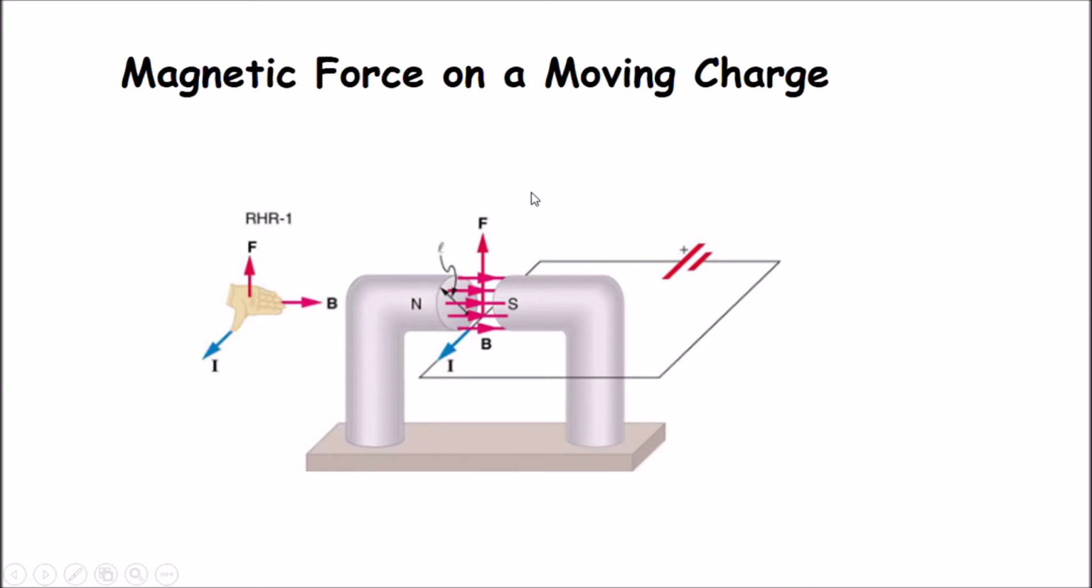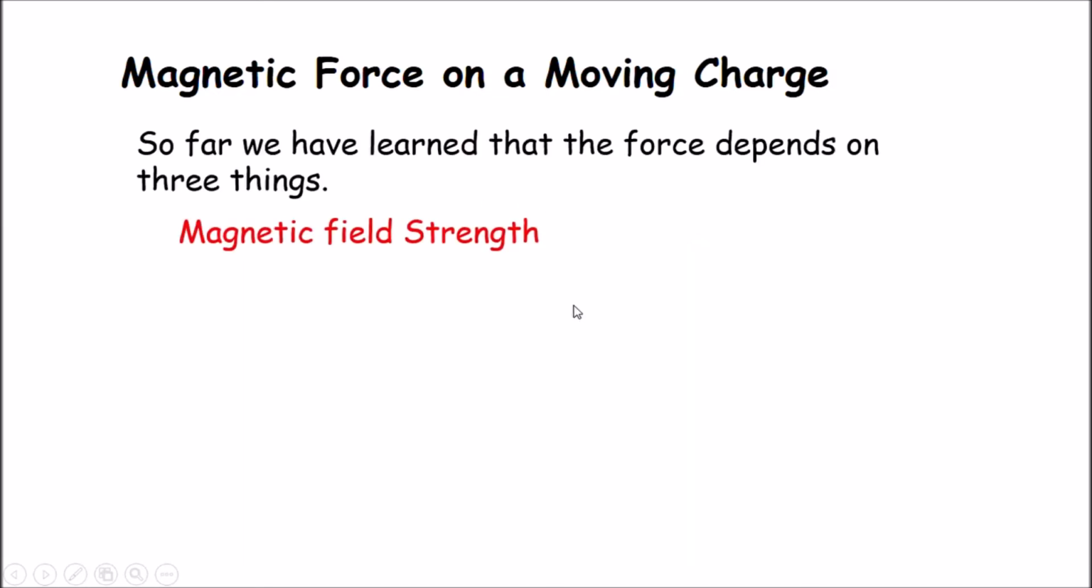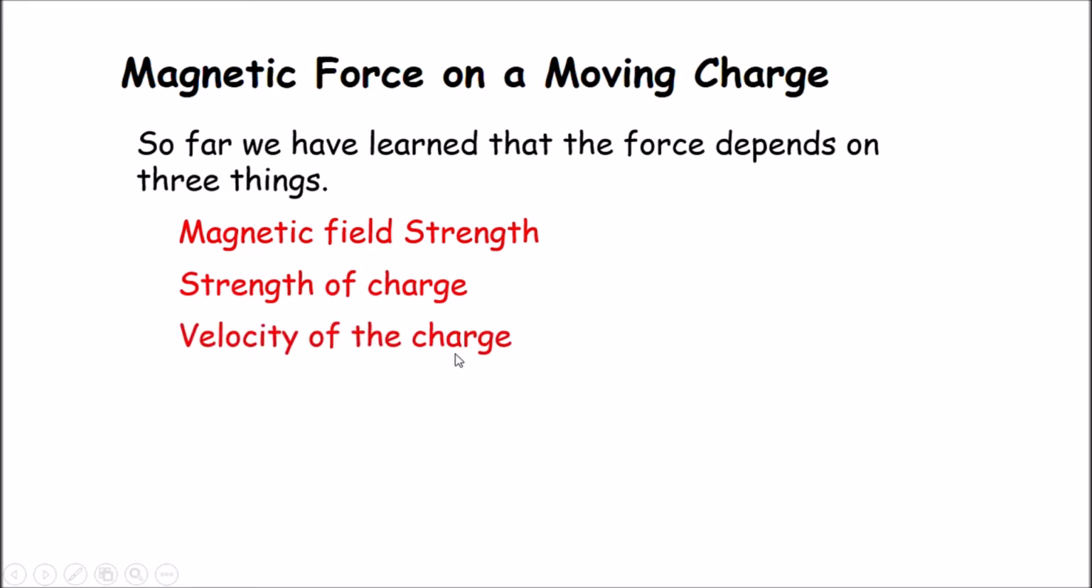So let's look at what we already know. We already know that the force depends on the magnetic field strength. We've seen that in some demonstrations. It also depends on the strength of the charge and the velocity of the charge. So those are three variables that we have to somehow have in an equation.